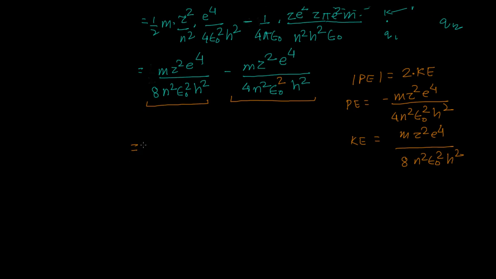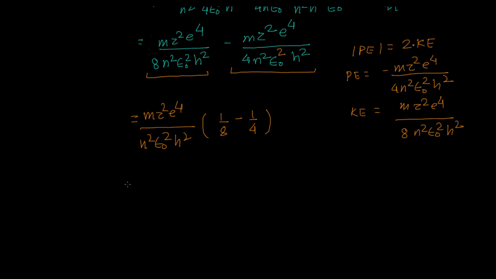Now, what is that equal to? I take out m Z square e to the power 4 upon m square epsilon naught square h square, and it is 1 upon 8 minus 1 upon 4. Is it not? And I get this as 1 upon 8 minus 1 upon 4 is what?